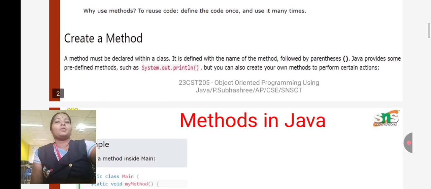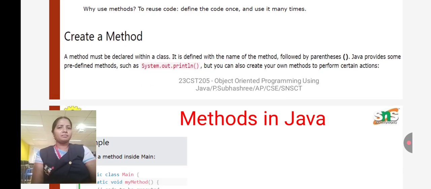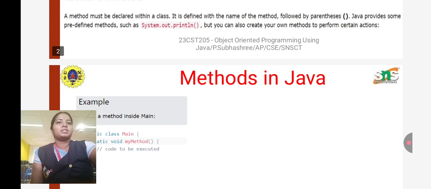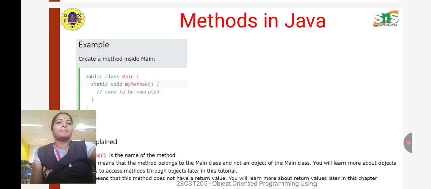Okay. So how to create a method? First of all, a method must be declared within a class. And then it is defined with the name of the method followed by parentheses. Java provides predefined methods such as System.out.println. We can also create our own methods. So the example is here.